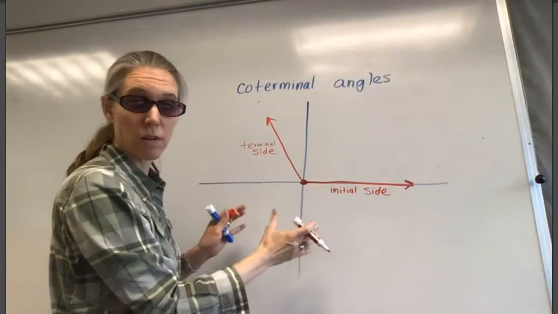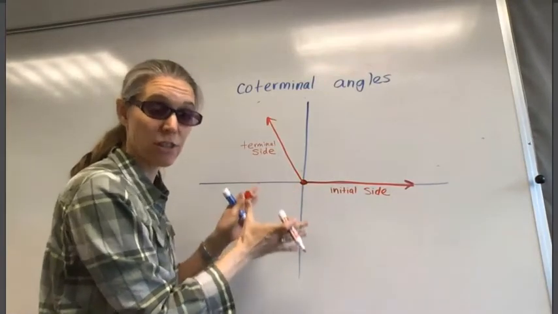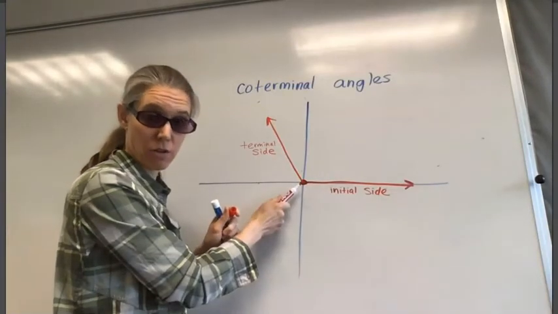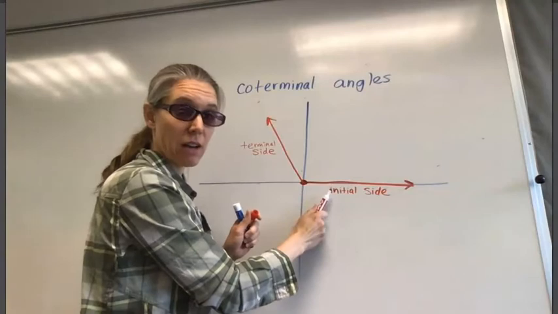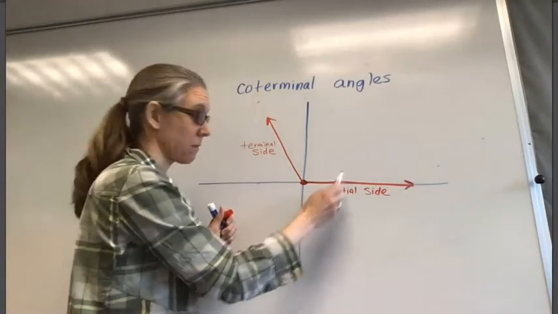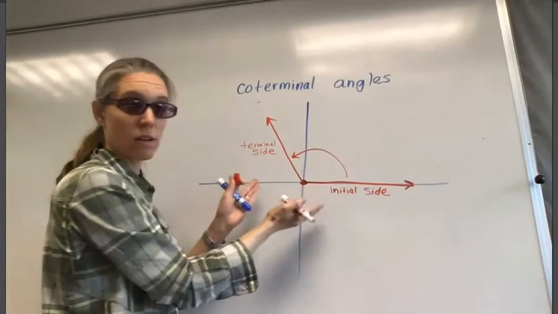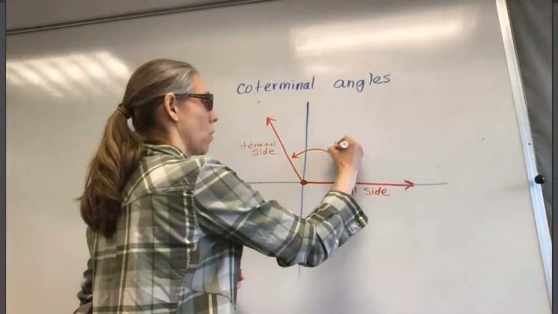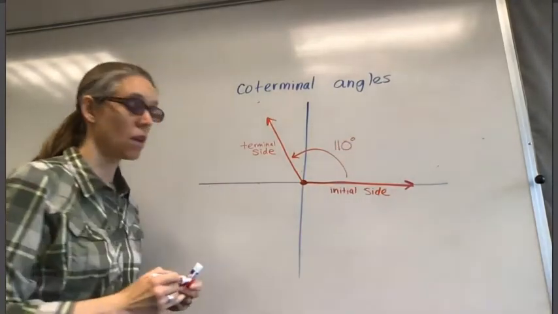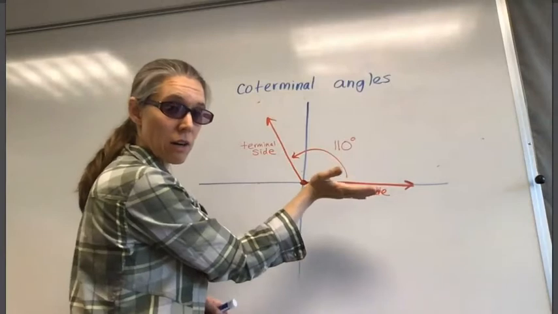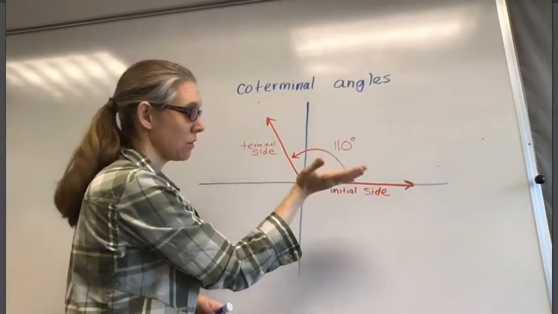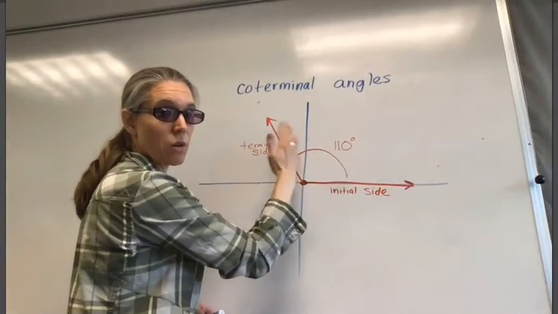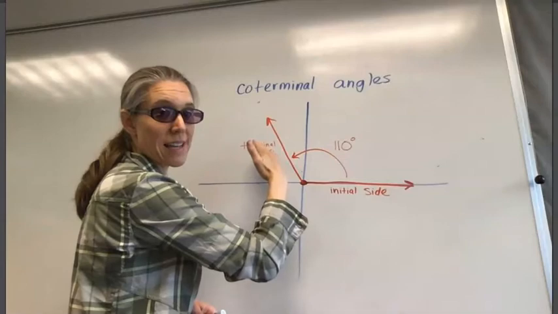So this angle is in standard position. Standard position has the vertex at the origin and the initial side on the positive x-axis. Here is your angle. So suppose this is 110 degrees. Notice that degrees are counterclockwise. So starting here at the positive x-axis and moving counterclockwise, we work through 110 degrees.